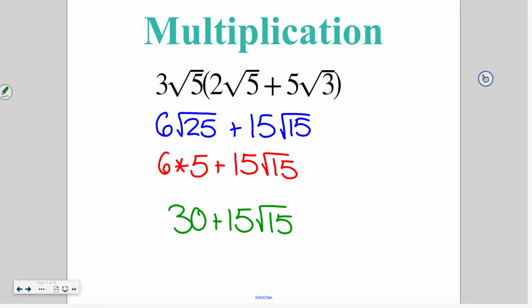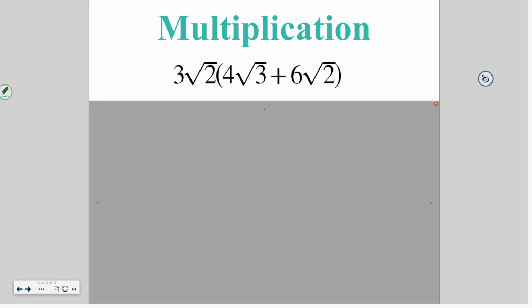is our final answer. Just like I couldn't do 30 plus 10x to get 40x, I cannot combine 30 plus the square root of 15, so this right here is my final answer. Go ahead and try this one on your own.